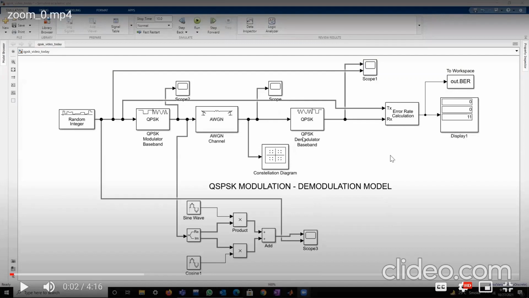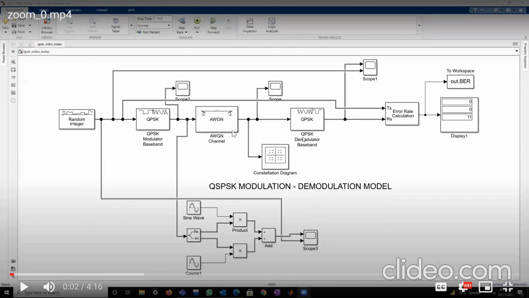So what is QPSK? QPSK is a multi-level modulation in which 4 phase shifts are used for representing 4 different symbols. So the blocks used are like random integer, which is used to generate random integer bits or binary values. Then we have used QPSK modulator and demodulator. The modulator modulates the signal and the demodulator demodulates the signal at the output.